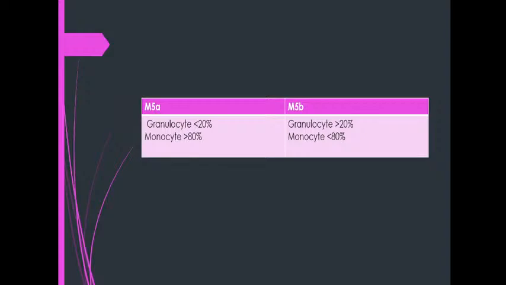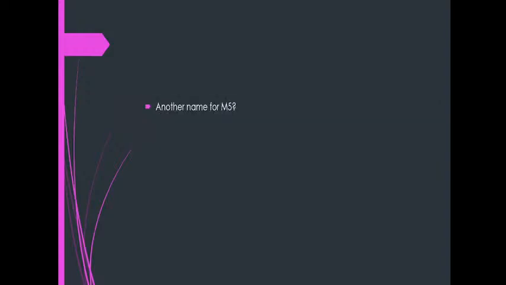Okay? So look at the differences. Let it melt in your brains and marinate in your brains. Okay? Because we're going to move on with the next one. Another name for M5 is Schilling's leukemia. Okay? Why did I add it here? Maybe in your exams, they say that the patient is a known case of Schilling's leukemia.